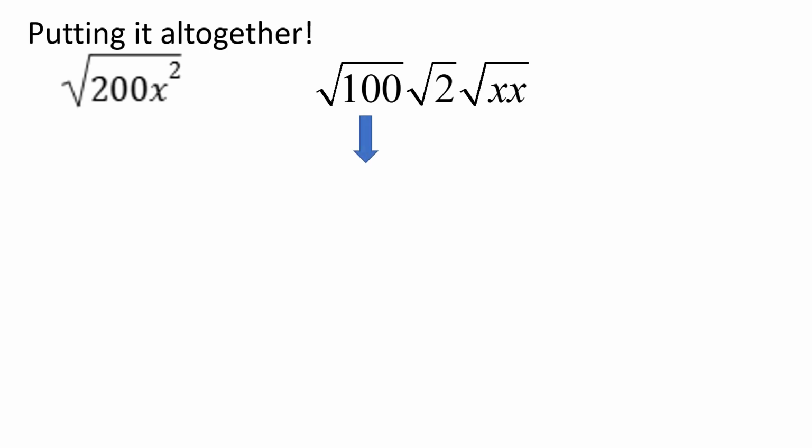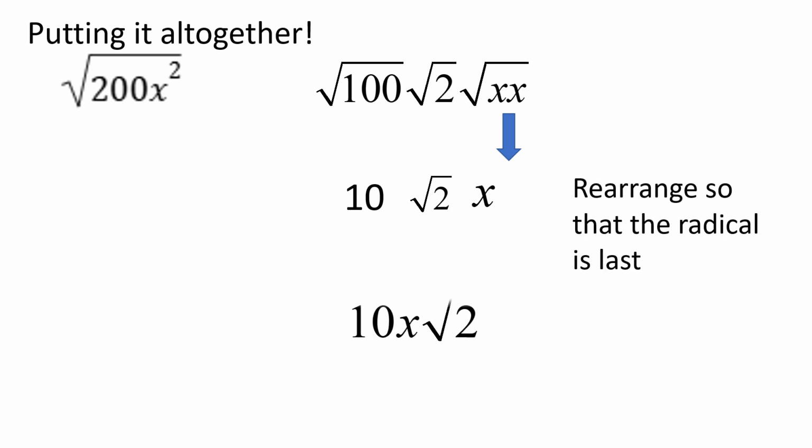Well, the square root of 100 is 10. I'm going to bring down the square root of 2. And I can take x out of the radical because they have a buddy, so I can only take 1 x out. And then the last thing I'm going to do is just rearrange this so that the square root is the last thing, or furthest onto the right-hand side. So it'll be 10x square root of 2.